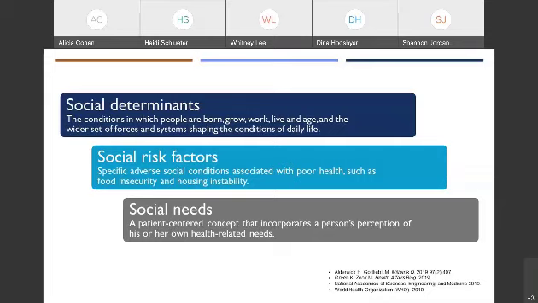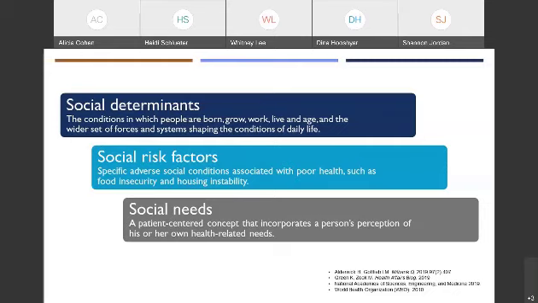So we may identify several risk factors on a screening instrument, like housing and food insecurity or low educational attainment, but these are just screening instruments and they're not diagnostic. Additionally, a patient may identify and prioritize certain needs or assistance over others. So it's really critical to not only screen patients, but also to have a discussion with them about their needs and their priorities.